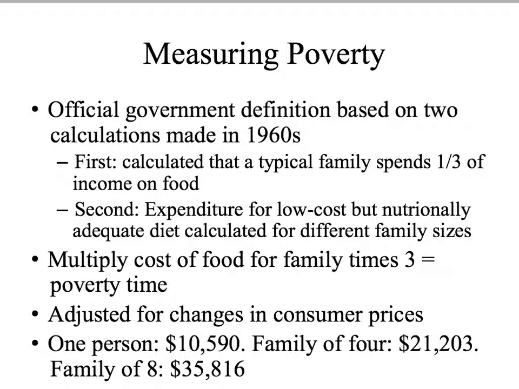So for one person, the poverty line is considered to be about $10,500. For a family of 4, it's $21,000. For a family of 8, $35,000, or about $36,000. That kind of just gives you an idea of the levels. So then you can look at the number of people in poverty over time.